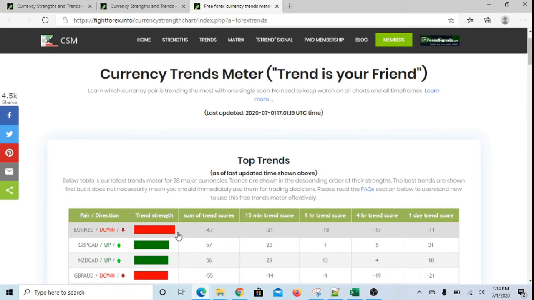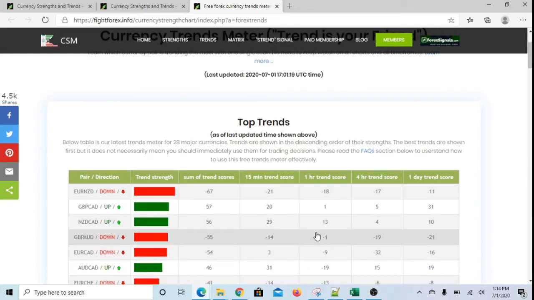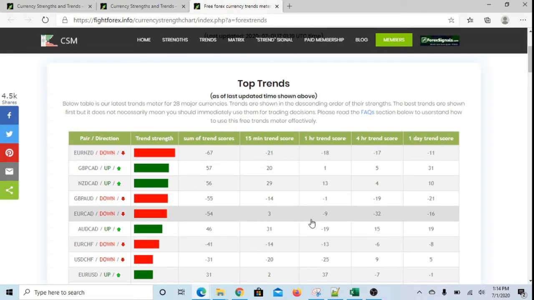It's important that you understand this table a little bit more, understand how these values are derived, and then decide how you want to use it, right? All this table is really showing is, as you can see, the pair, the strength, then there is something called the total or sum of trend scores. This is nothing but the sum of 15 minute, 1 hour, 4 hour, and 1 day trend scores.